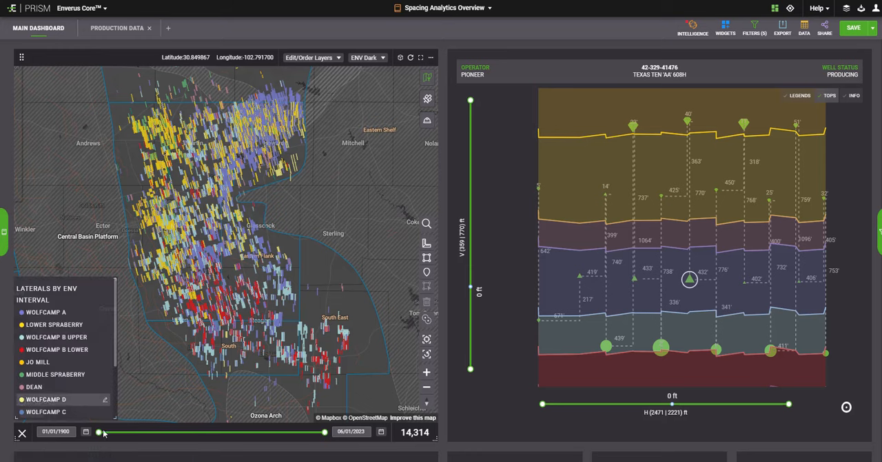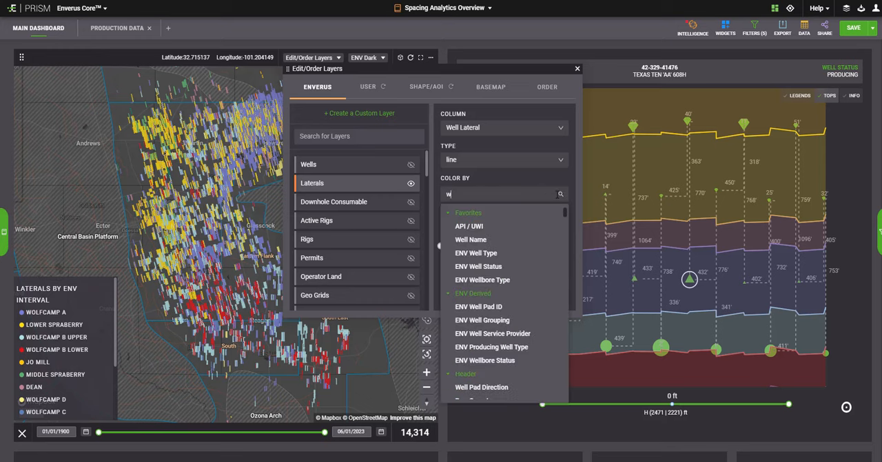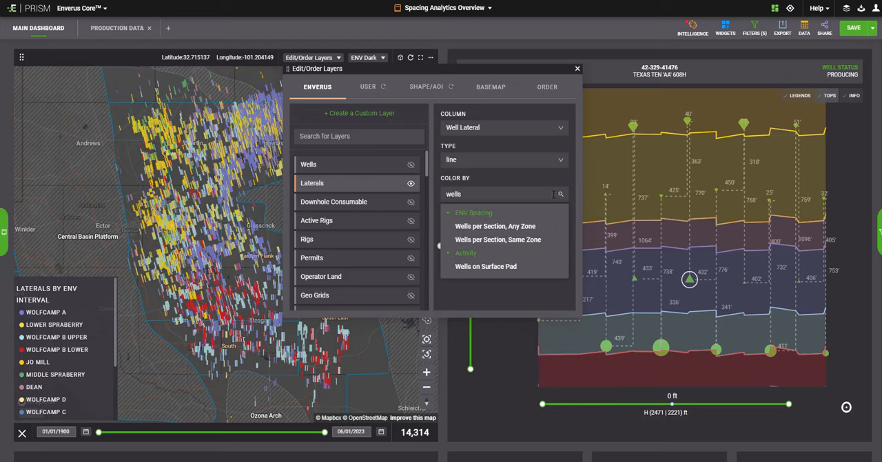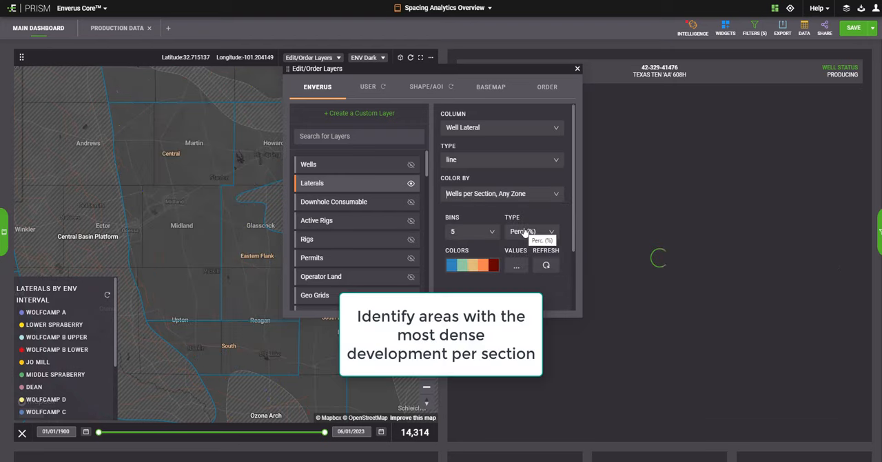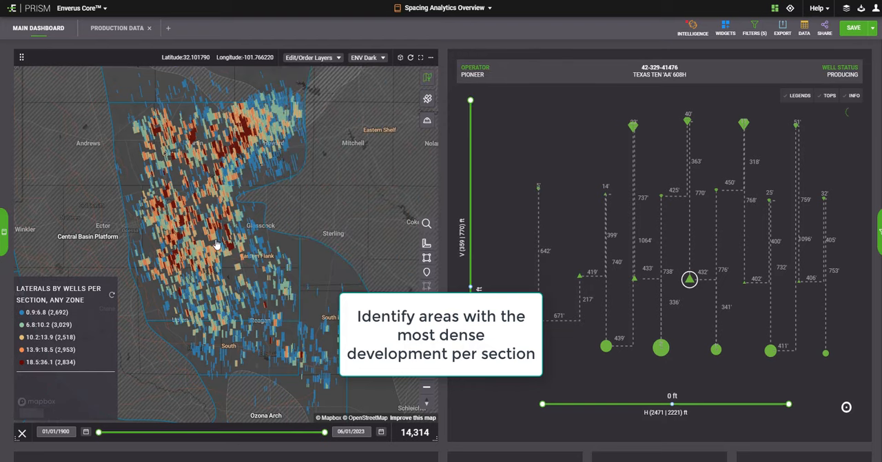For example, here you can see the number of wells per section across all developed zones for the entirety of the Midland Basin, which will help us identify those areas of prolific stack development in the Lower Spraberry, Wolfcamp A, Wolfcamp B, and many other zones.